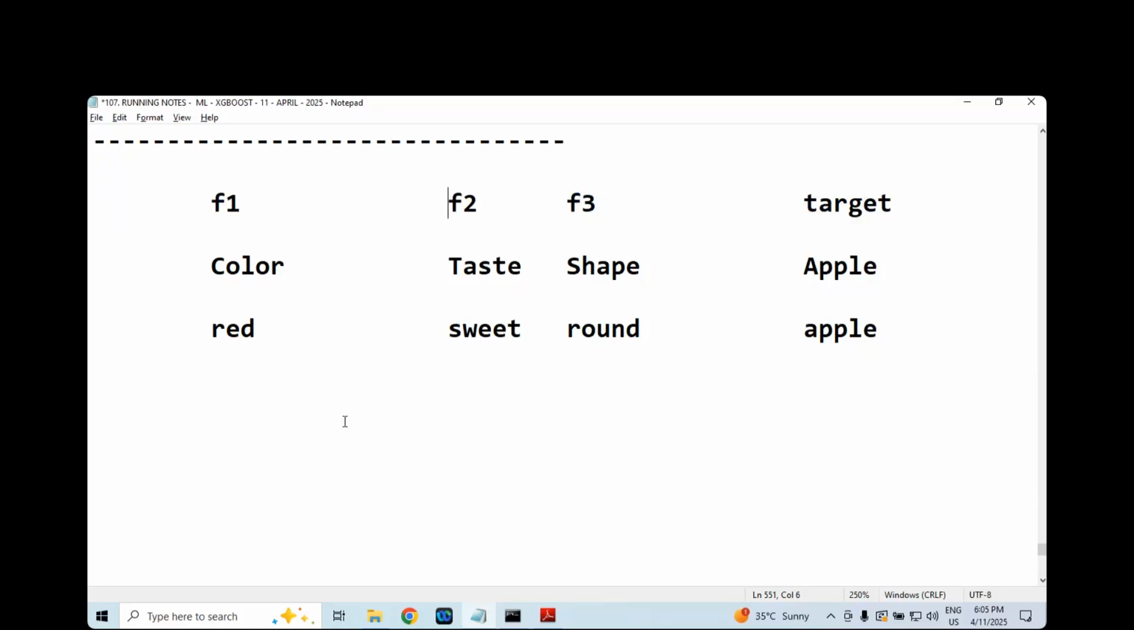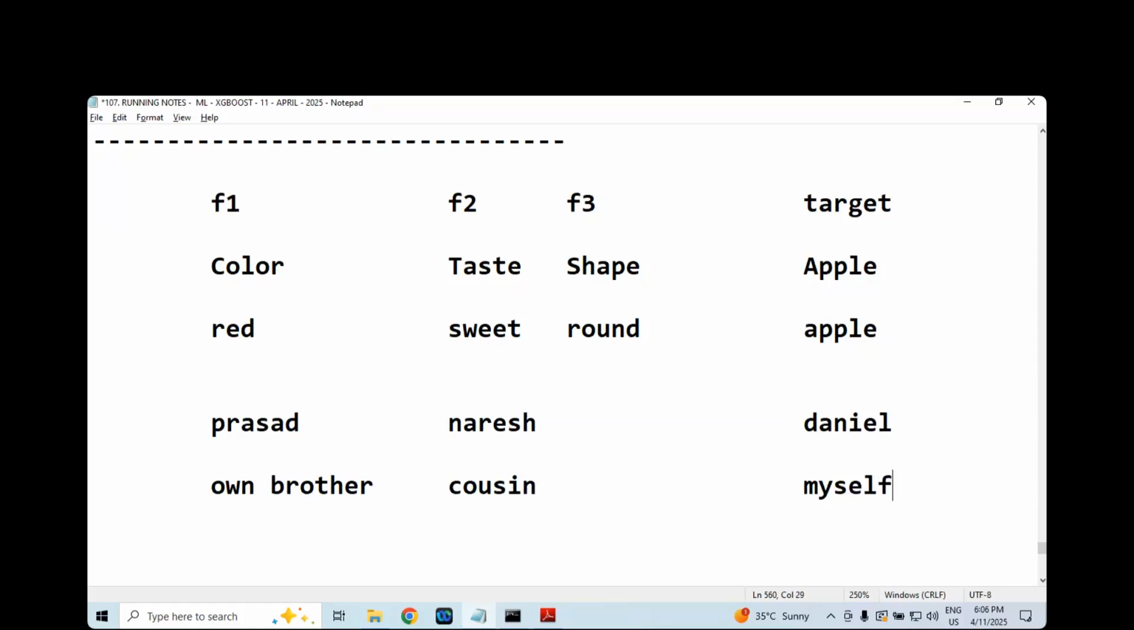Think of it like this: one is Prasad, Naresh, Daniel. He is my own brother. He is my cousin. And this is myself. We have relatives. Still, Prasad and Naresh also have a relation. What relation? Cousin. Understand?